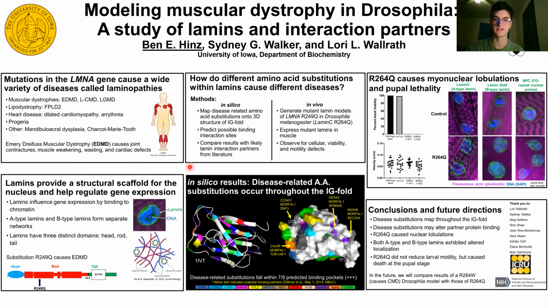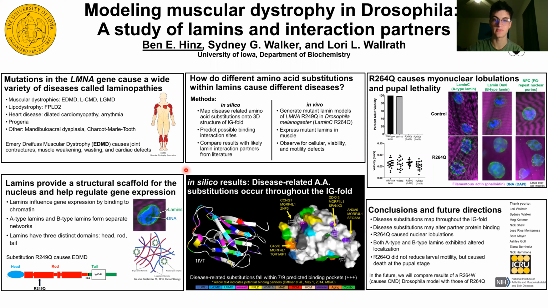We are investigating the question of how different amino acid substitutions within lamins cause such different diseases. We took two approaches: an in silico approach, in which we mapped disease-related amino acid substitutions onto a 3D structure of the IG fold, and an in vivo approach in which we generated a Drosophila model of R249Q in the Drosophila ortholog lamin C, which is the substitution R264Q, and observed for any defects.